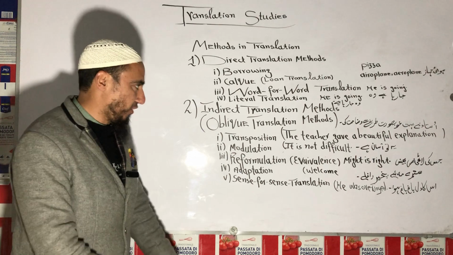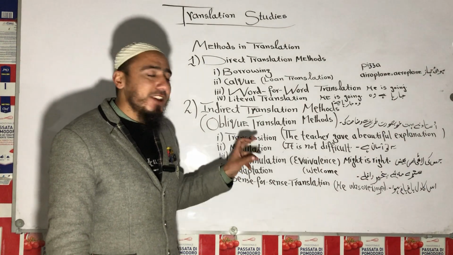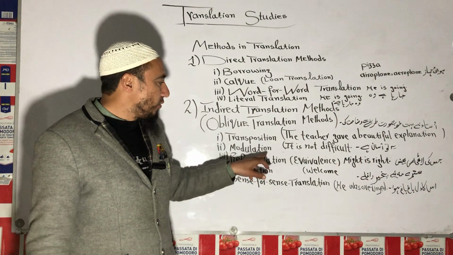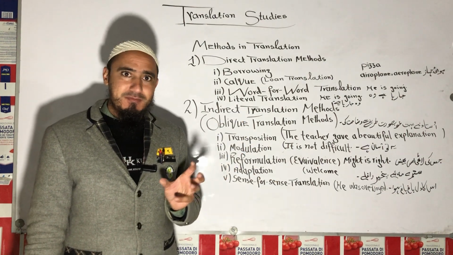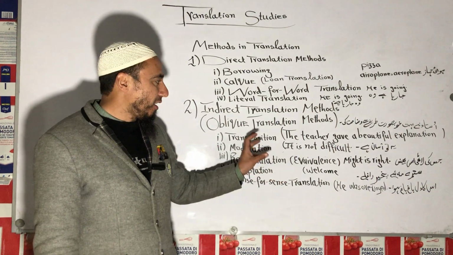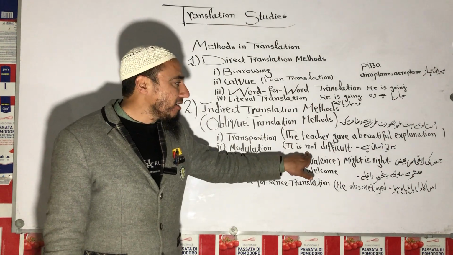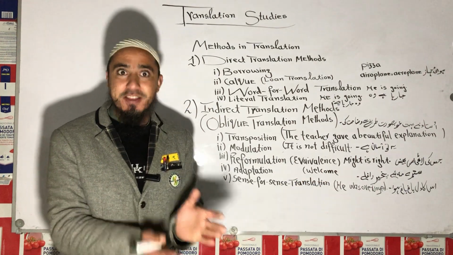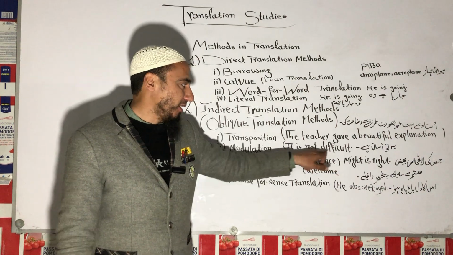Then we have modulation. Modulation means, in this indirect method of translation, the structure changes, but the meaning does not change. Sometimes a sentence has one structure, but here it has another, and it provides the same meaning as the first one. For example, it is not difficult.